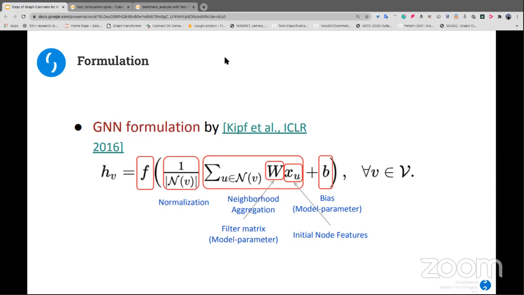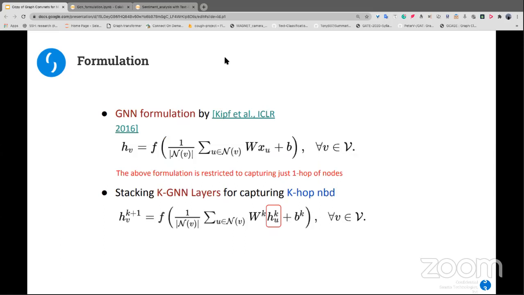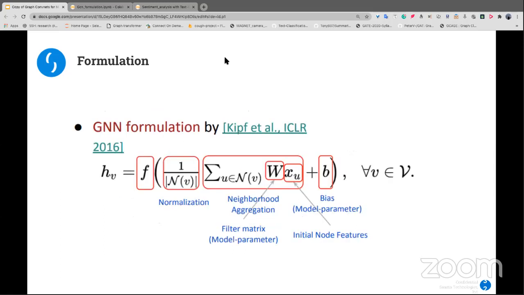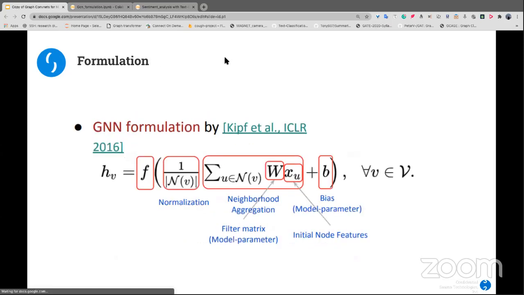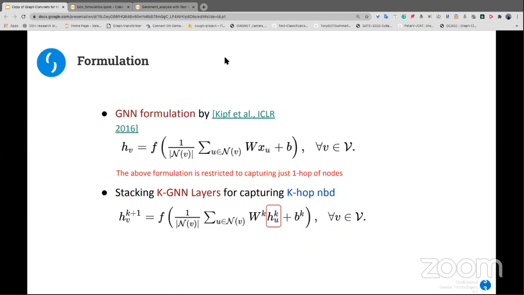As you see in this image, these blue nodes are one hop, and after that, this green part is the second hop information. If you go through this formula, this single formula is restricted to capturing just one hop of the nodes. But if we stack k layers, it will be able to capture k-hop neighborhood information.